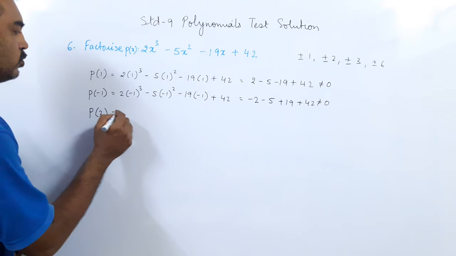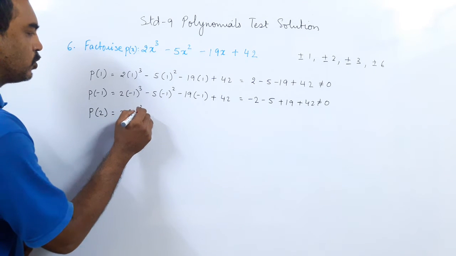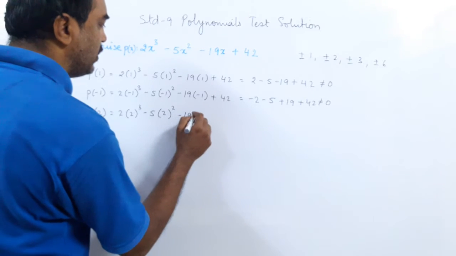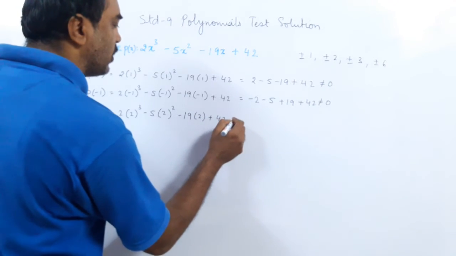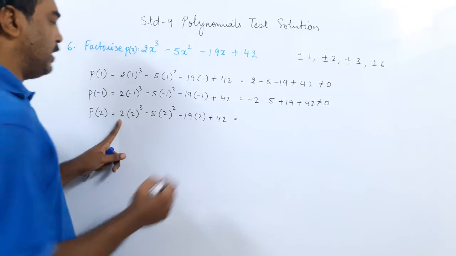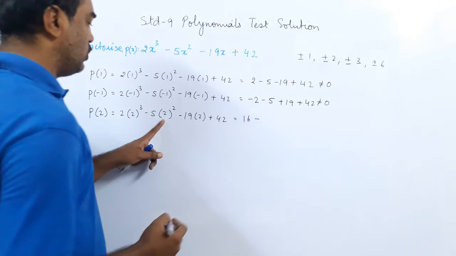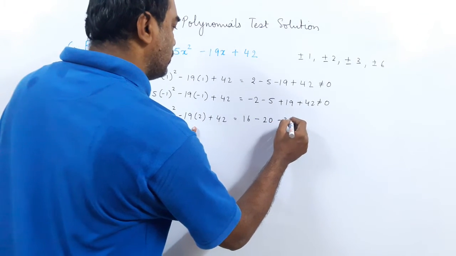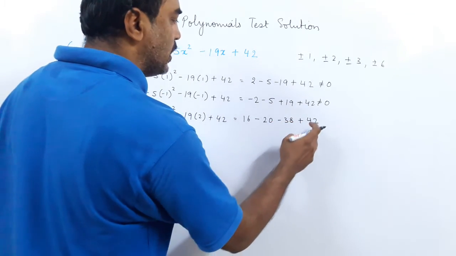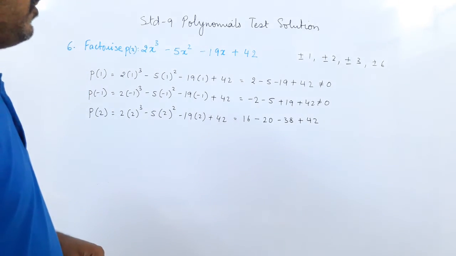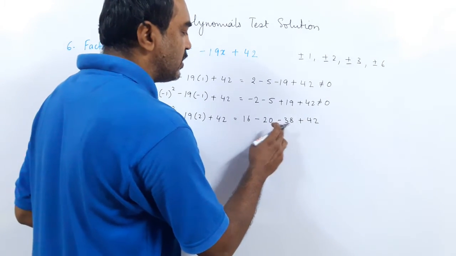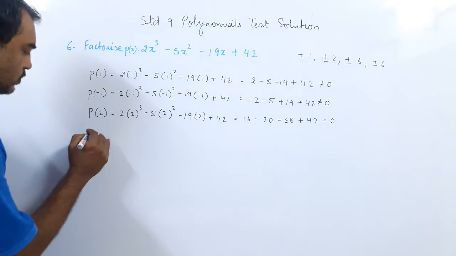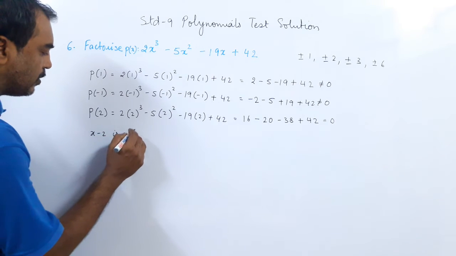Let us go for p of 2. 2 into 2 cube, minus 5 into 2 square, minus 19 into 2 plus 42. 2 the whole cube is 8. 8 twos are 16. 2 square is 4. 4 fives are 20. Minus 38 plus 42. Now what is 42 plus 16? 58. What is minus 20 minus 38? Minus 58. So you got a 0. So p of 2 is 0. So x minus 2 is a factor.